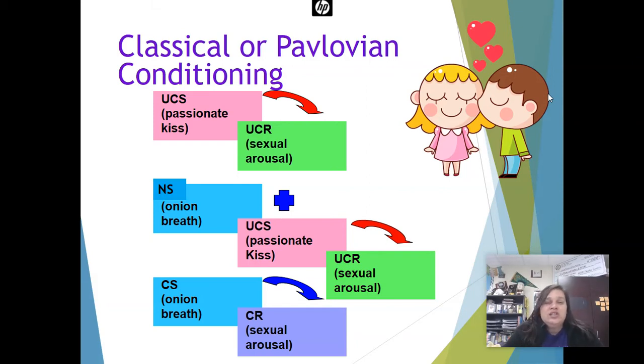But if there's that onion breath followed by the kiss, and they've done this on multiple dates, onion breath plus kiss is creating sexual arousal, then eventually the onion breath alone could trigger that arousal. So I don't know about that, but through conditioning, that's possible.